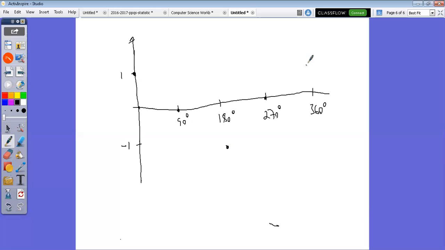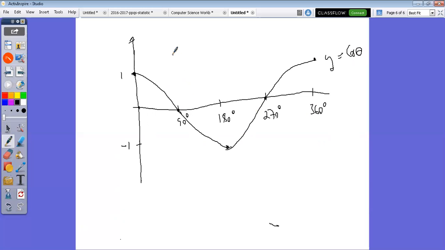270, 0. 360, 1. So you have a graph like this, which is out of phase with the sine graph by 90 degrees. Okay, like this. Clear? Yeah. That's the graph of y is equal to cos theta.